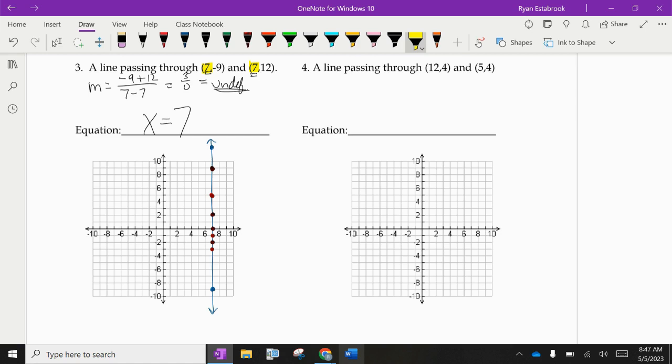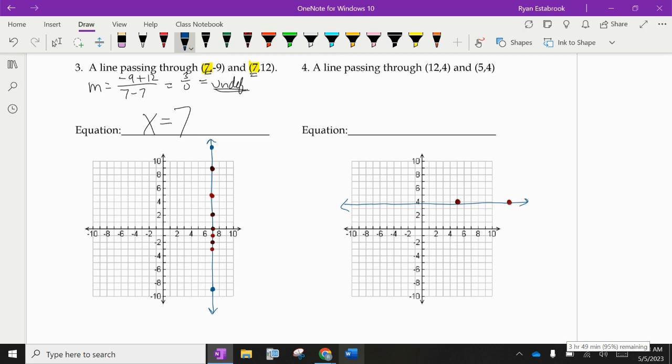Having seen this one, I want you to look at number 4 and see if you can take yourself through that same process. Look at the points. What do you notice? Graph them. Can you figure out what this equation is going to be? So 12 comma 4 is just barely off the right of the graph. 5 comma 4 is fine. I look at those 2 points, draw the line that connects them, and now we have a horizontal line.